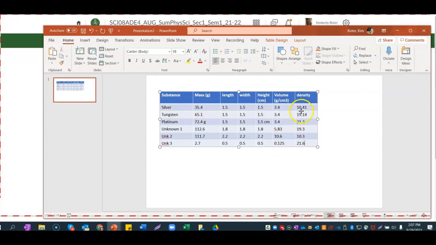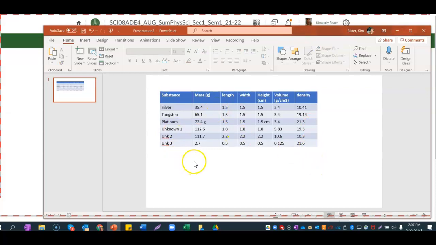So you have silver at a density of 10.41, and the unknown of 2 is 10.3. The density of tungsten is 19.4, and the unknown of 1 is 19.3. So those would be very, very similar. Remember, their sizes are just a little different. And then unknown of 3, you've got platinum at 21.3, and the unknown of 3 is 21.6. So that tells us that unknown 3 is platinum.